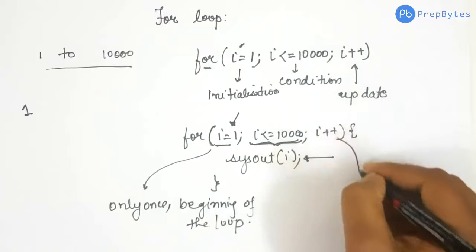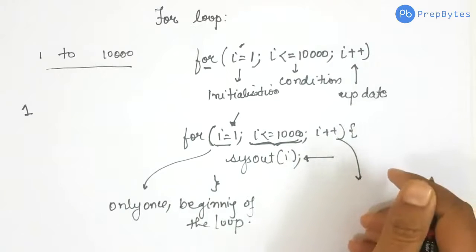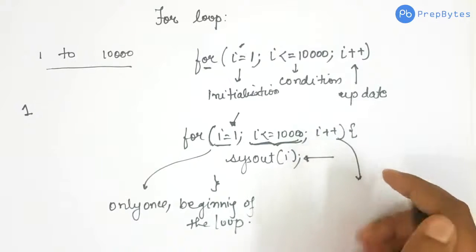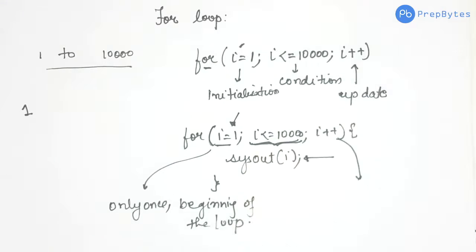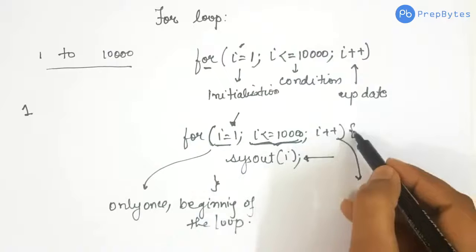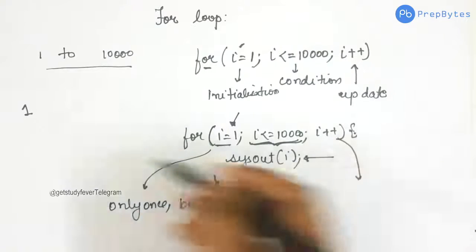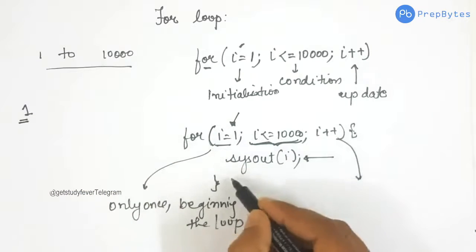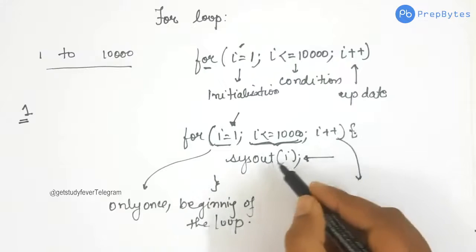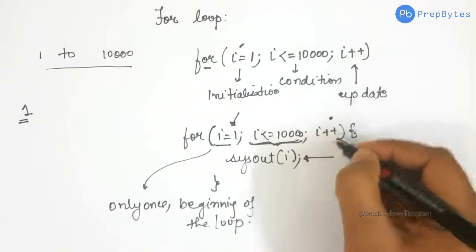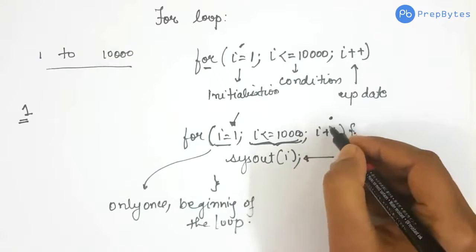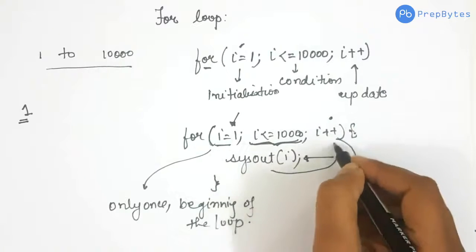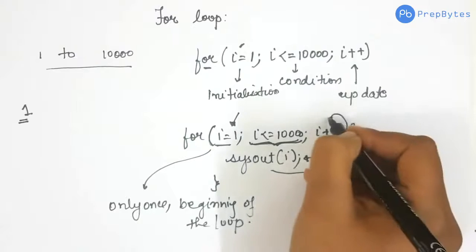And this particular update statement is not executed at the beginning of the loop. So it starts getting executed from the second iteration. Once the body of the loop is executed and 1 is printed, execution goes here, i is incremented. Now my i becomes 2. Now we come back here.